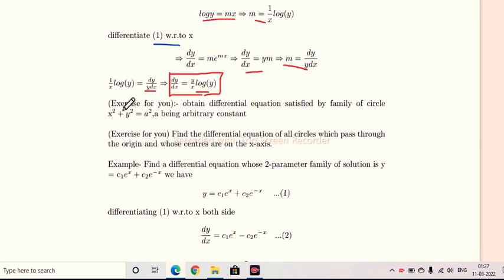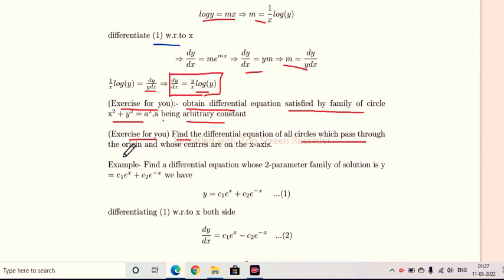So this is an exercise for you. Obtain the differential equation satisfying the family of circles x square plus y square equal to a square, where a is an arbitrary constant. Now a second exercise for you, please try to construct a differential equation. Find the differential equation of all circles that pass through the origin and whose centers are on the x-axis.